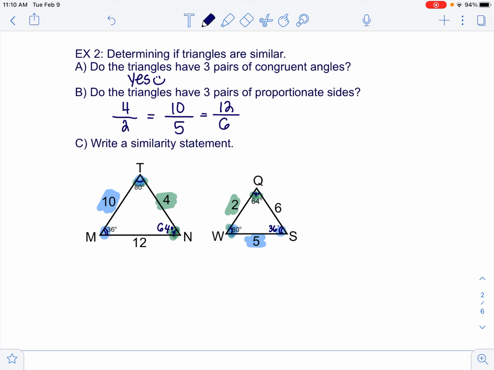So another thing that you can look at is you can do smallest over smallest, medium over medium, big over big. That's another way of looking at it. All right, I need to know, are these 3 fractions equivalent? So if you simplify each fraction, 4 over 2 is 2, 10 over 5 is 2, and 12 over 6 is 2. So yes, the sides are proportionate, and the reason why is they all equal 2.